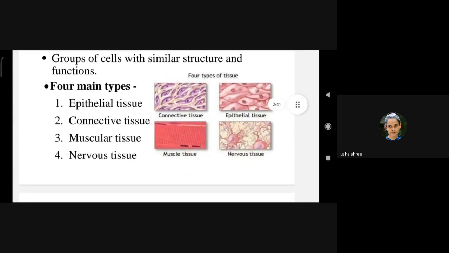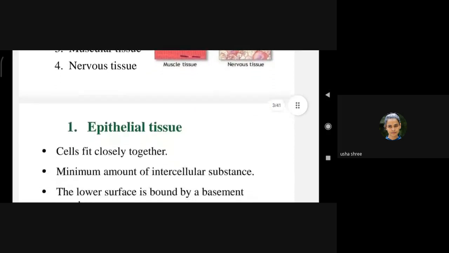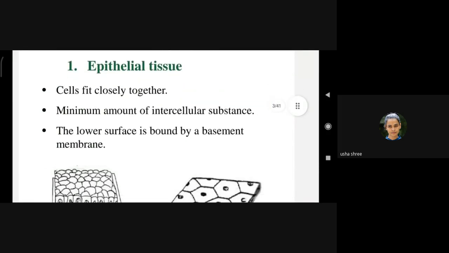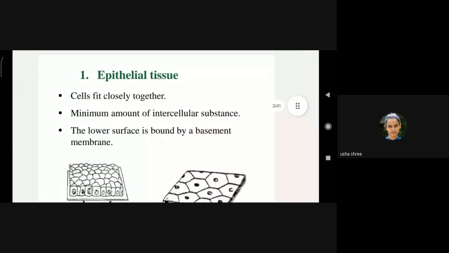Now, four main types of tissue are there. First, epithelial tissue, connective tissue, muscular tissue, nervous tissue. First, epithelial tissue. So, what is epithelial tissue? Or how does it look? Or what are its functions? We will study here. Cells fit closely together.